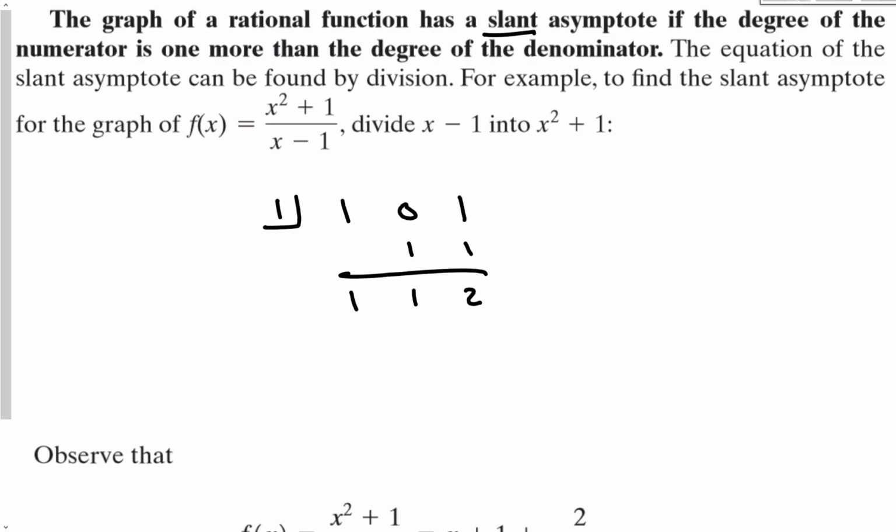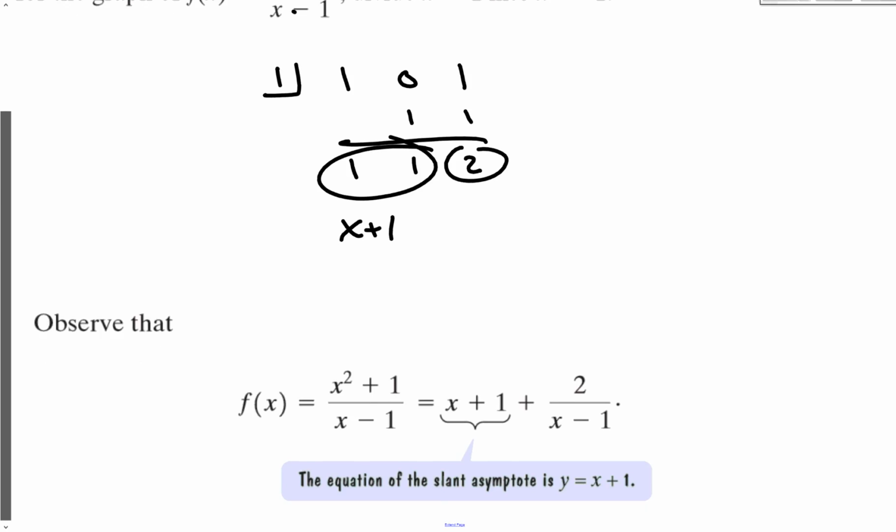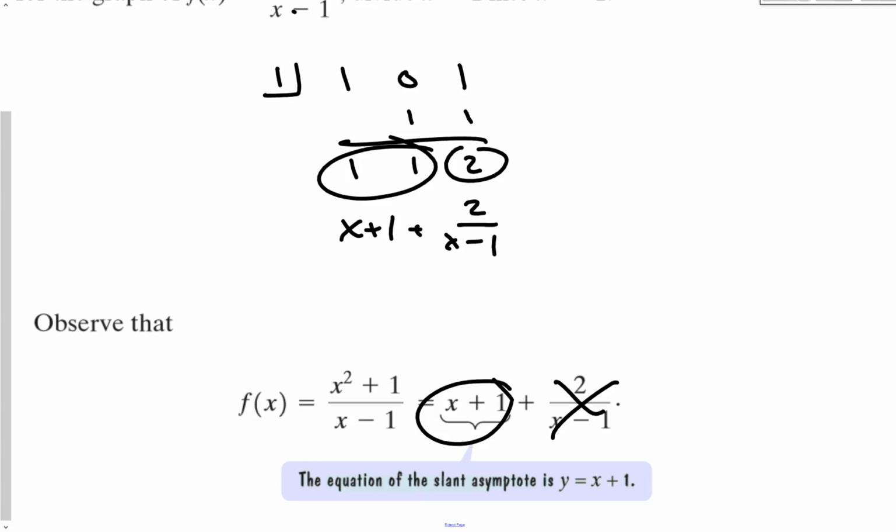We get a remainder, which makes sense because these two are not divisible, but it doesn't matter because all we have to look at is these terms right here, which of course when I change that back to a polynomial is x plus 1. And so observe that when I divide this, I get x plus 1 plus 2 over x minus 1, right? That's my remainder. The equation of the slant asymptote is the result that you get from division, not counting the remainder.